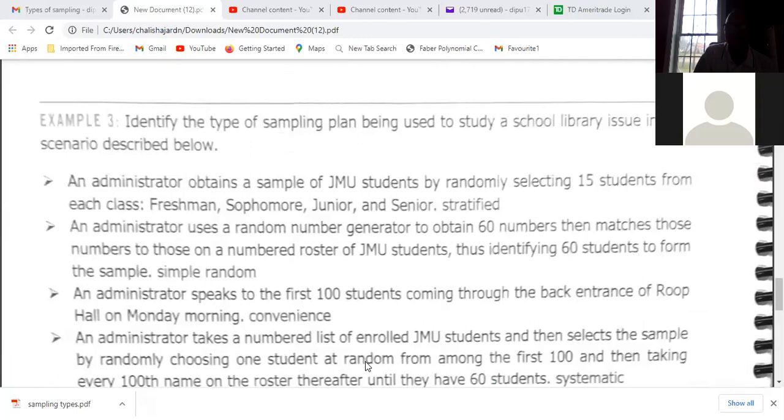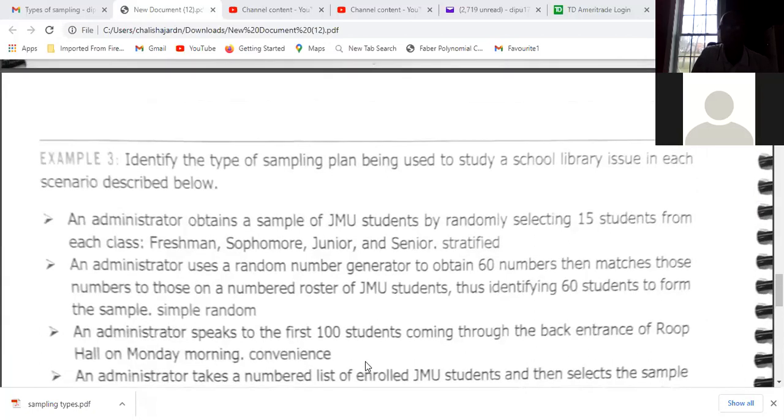So one example over here, based on different sampling methods. And I think that will give you a better idea and then we'll stop. An administrator obtains a sample of students from one university, JMU, by randomly selecting 15 students from, it could be any university, right? Some university, and the freshman, sophomore, junior, and senior. That means everyone has an equal chance of being selected.